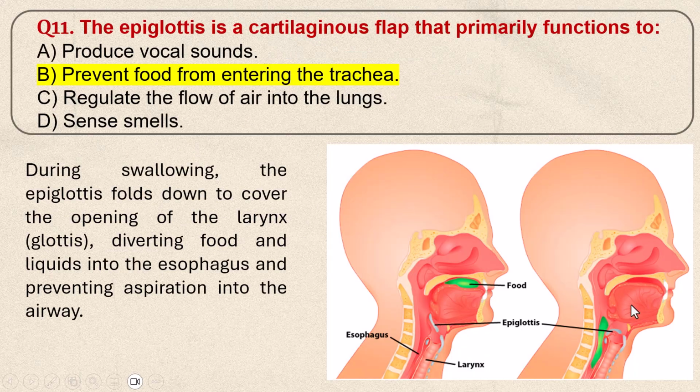As I explained in earlier questions, during swallowing, the epiglottis folds down to cover the opening of the larynx, that is the glottis, diverting food and liquid into the esophagus and preventing aspiration into the airway.